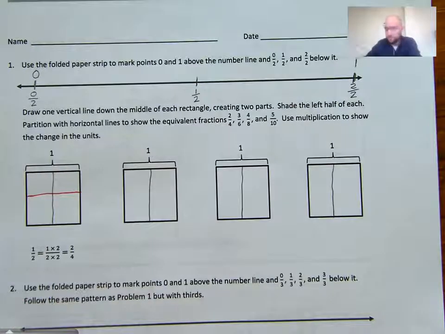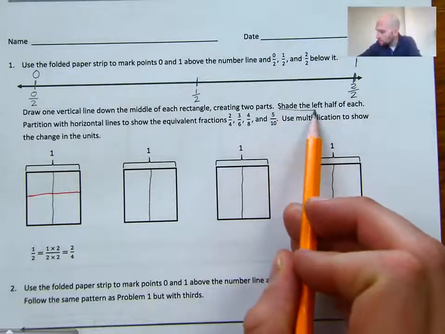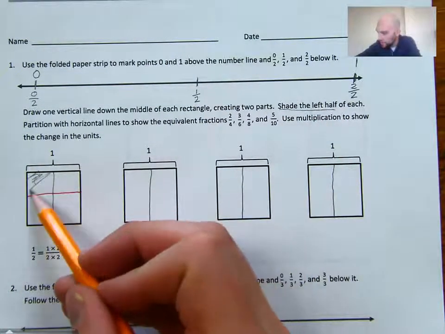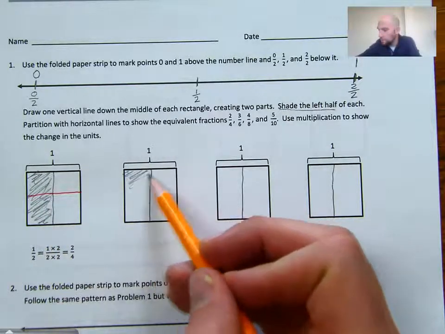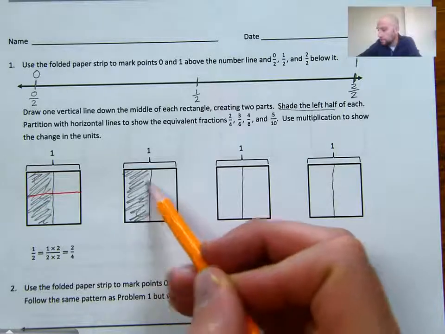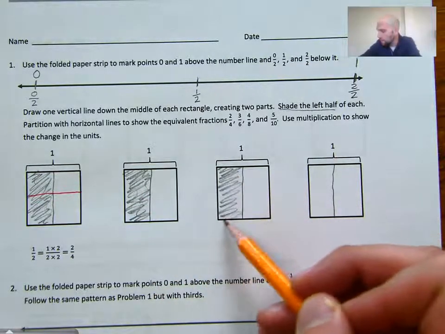I'm going to split this right in half, just like this. And you know what? I missed the direction. Shade the left half. So I need to shade this half here of all of these boxes. So we have 1/2 shaded here. 1/2, 1/2, 1/2.